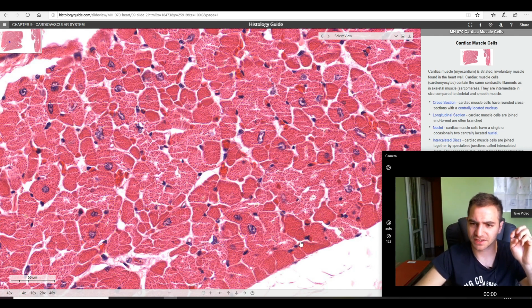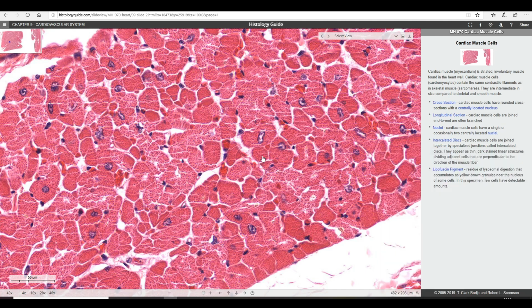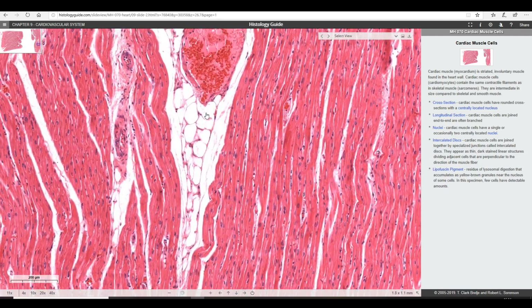So at this point, we cannot get much information from the structure. Ideally, we can see this intercalated disc and the other structures in the longitudinal section. So let's look for one. First of all, let's discuss what these are. These are the adipocytes. This is the white adipose tissue. This is again a common finding in the human heart.